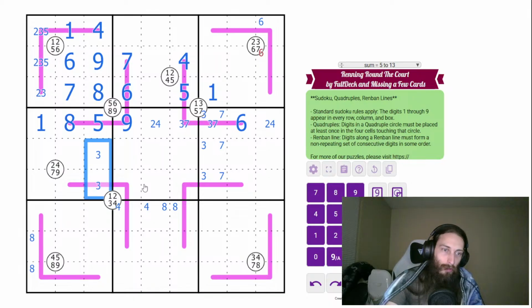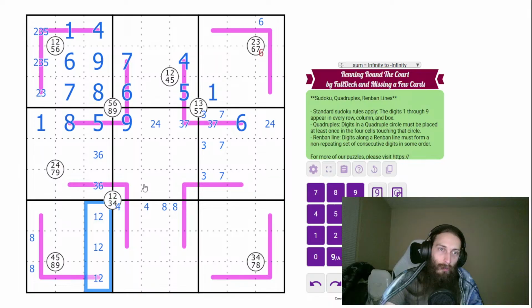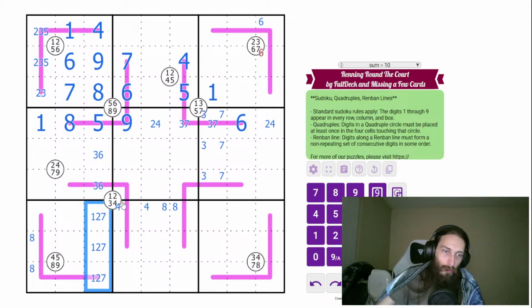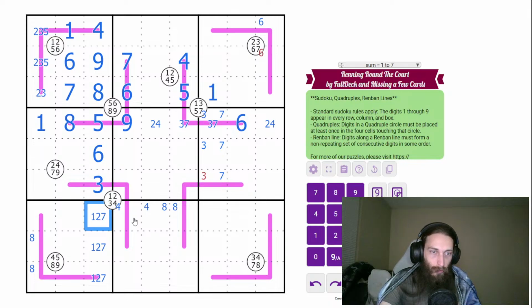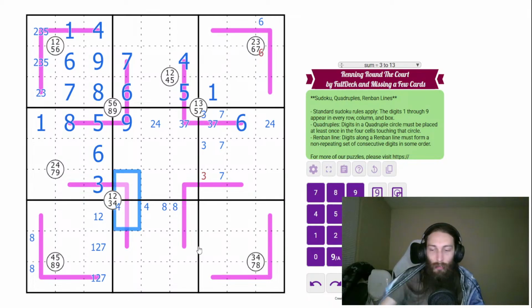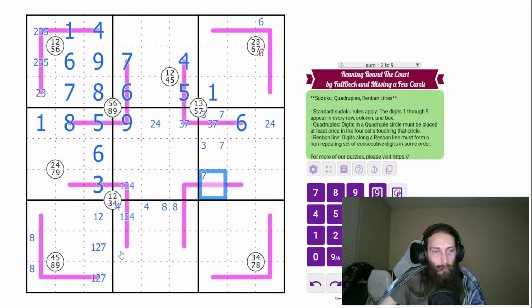These two, I don't see 3 or 6, so the remainder are 1, 2, and 7, I believe. The 7 can't be at the top because of the quad circle. Oh, the 1, 2, 3, 4 here, which is also going to remove the 6. So that's 3, 6, and 7 is gone. 1, 2, 4. 3 is gone from here, but that's not that much.